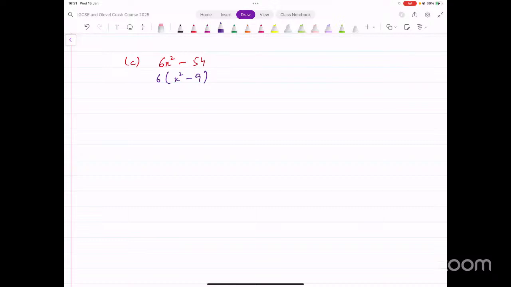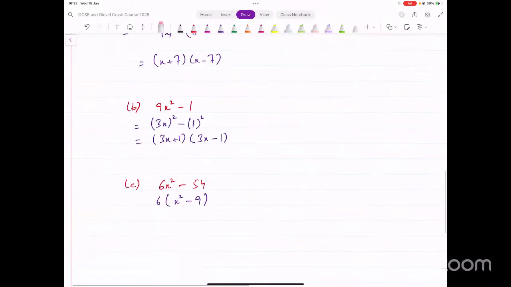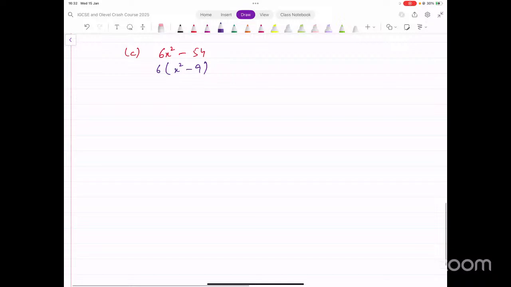Now we need to think of whether we can factorize this any further. Let's think about it. x squared minus 9. Can we take anything common? We have already taken 6 common outside, so we can't take anything common further. Now think of this identity. Can you use this identity somehow? Are these both perfect squares? x squared and 9? Yes, we can write this as 6 into x squared minus 3 squared. We could write 9 as 3 squared like this.